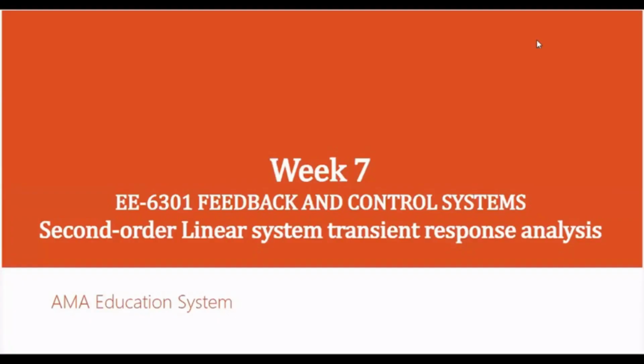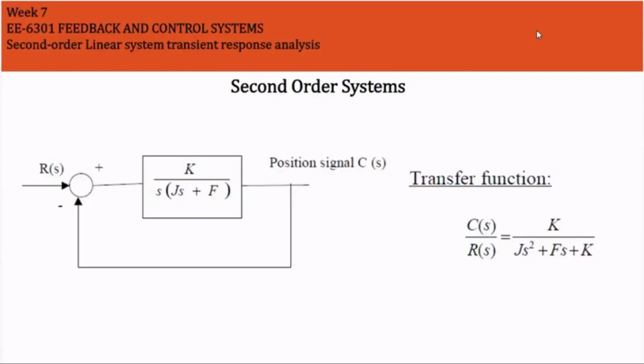So for week 7 of EE6301, Feedback and Control Systems, we are going to discuss second order linear system transient response analysis. In a second order system, as you can see in the block diagram below, we have a reference input signal R of S that will undergo a summing junction.